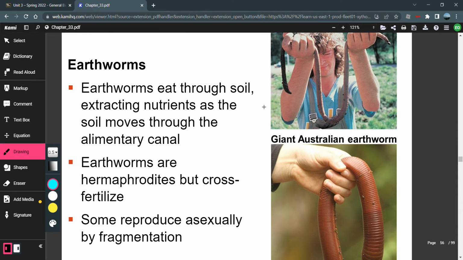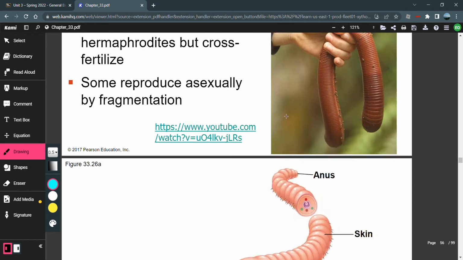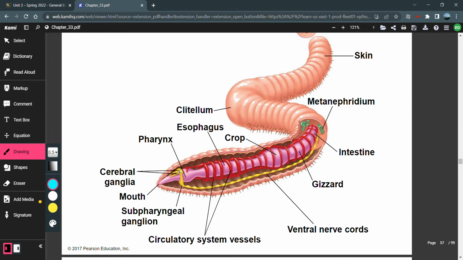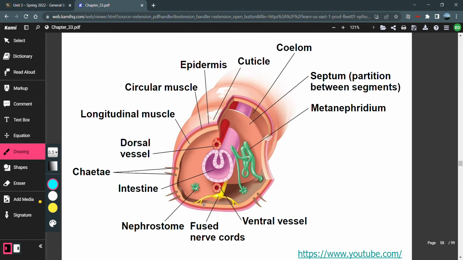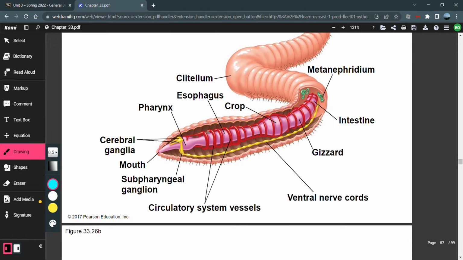Earthworms are pretty cool. They help recycle nutrients in the soil, and they are hermaphrodites but cross-fertilize sometimes and can reproduce asexually. There's a collection of nerves called the ganglia. Like I said, it's kind of like a brain, but not really, just a mass of nerves. There's the mouth, and it runs down, and it also runs ventrally, I think. Yeah, ventrally.